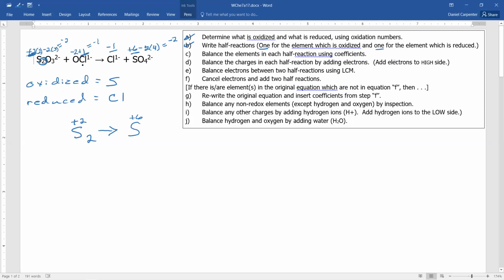Okay, now for reduced, symbol Cl, subscript understood 1, oxidation number right there, +1. Now the right side, symbol Cl still, subscript understood 1, and the oxidation number is -1. Good? Questions?